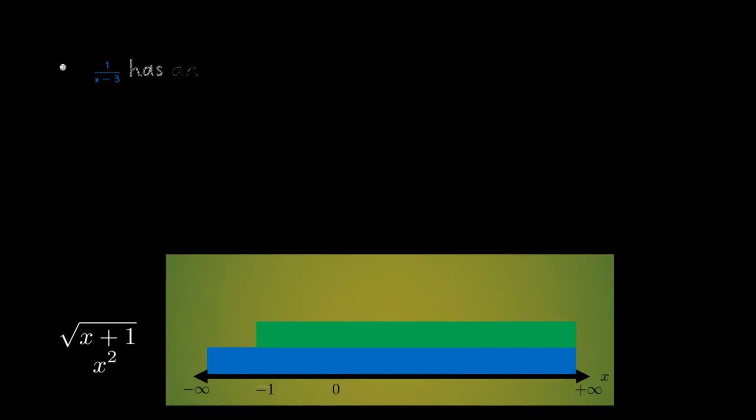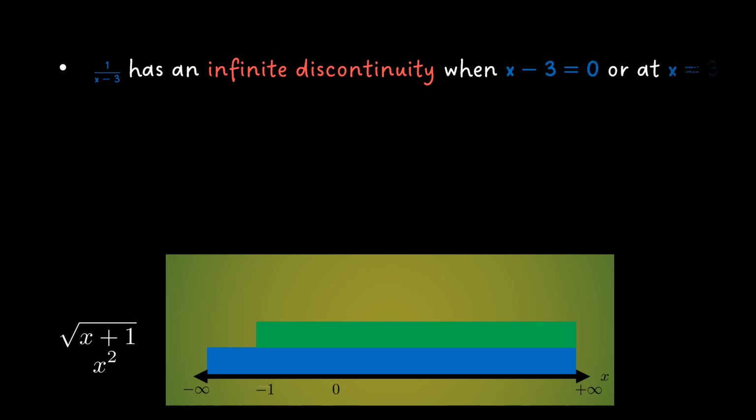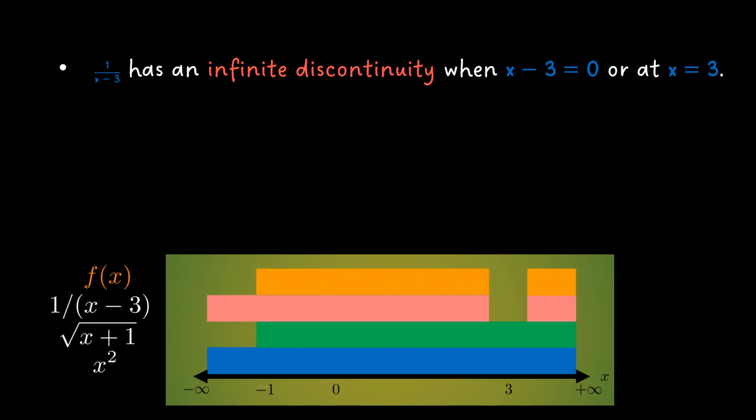One over quantity x minus 3 has an infinite discontinuity at x minus 3 equals 0, or x equals 3. The product property of continuity says that the product of two terms is continuous on points where both terms are continuous. Hence, f, the product of the three terms, is continuous on its domain D.